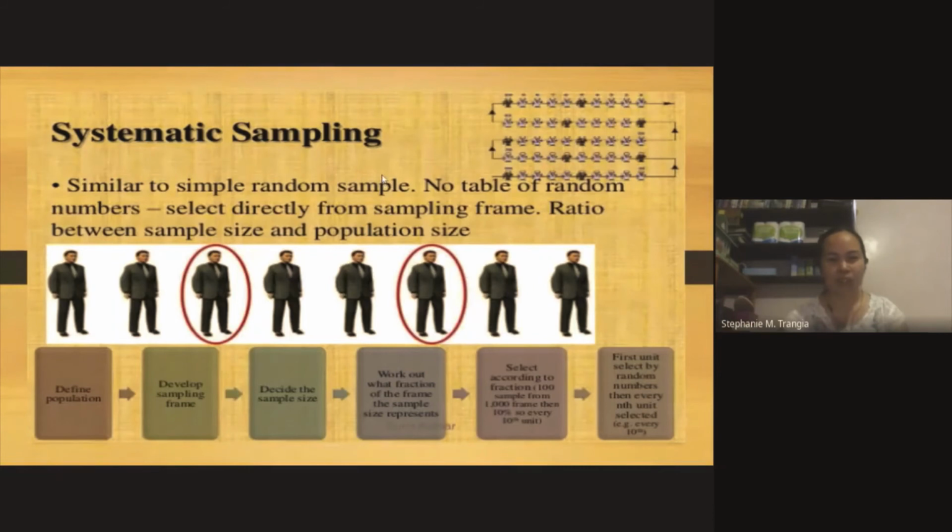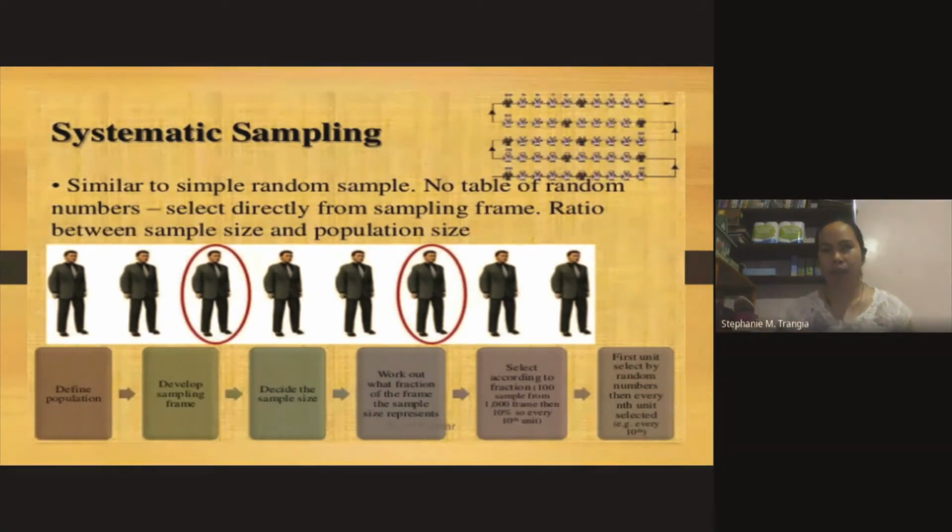Okay. So, first is systematic sampling. The advantage of systematic sampling is that, unlike simple random sampling, which sometimes selects clustered samples, in systematic sampling there are jumps.